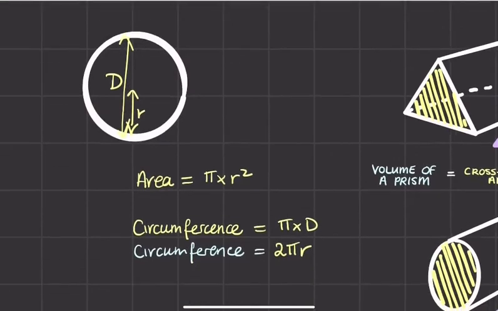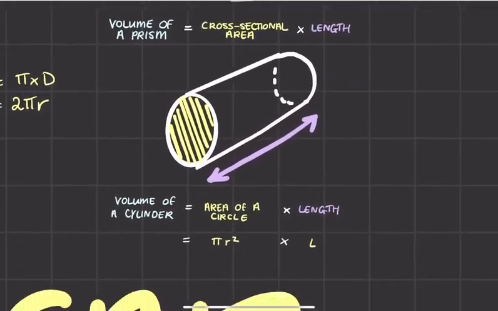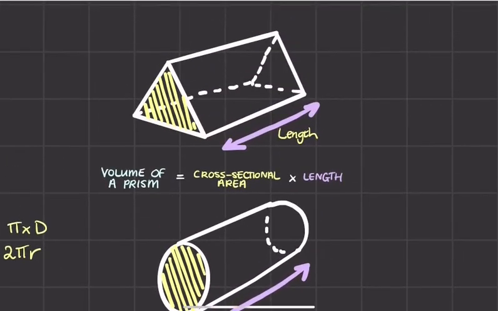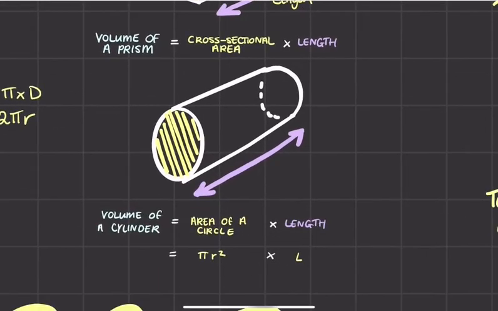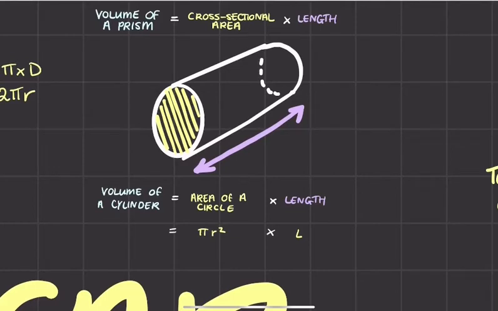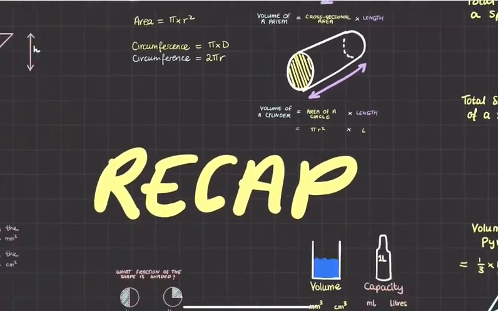Then if we know how to work out the area of a circle, we can also work out the volume of a cylinder, because it's a bit like a prism. It's the cross-sectional area multiplied by the length for the volume of a cylinder, but now we know what the cross-sectional area is. It's the area of a circle, pi r squared times the length of your cylinder.